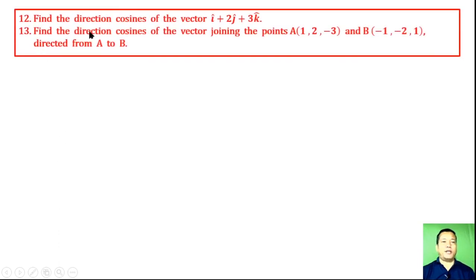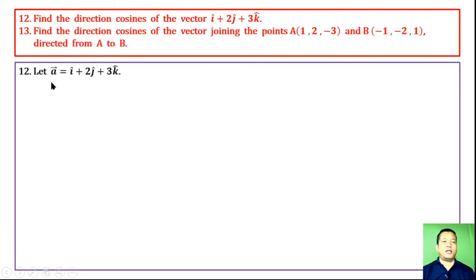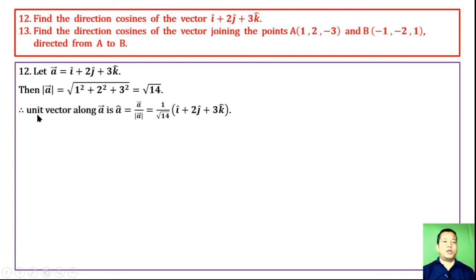Question number 12. Find the direction cosines of the vector this. Let a denote the given vector. Then its magnitude is square root of 14. Therefore the unit vector along a vector is a cap, which is equal to a vector divided by its magnitude, and which is again equal to this. Therefore the direction cosines of a vector are i coefficient 1 by root over 14, j coefficient 2 by root over 14, k coefficient 3 by root over 14. These are the direction cosines of the given vector a.